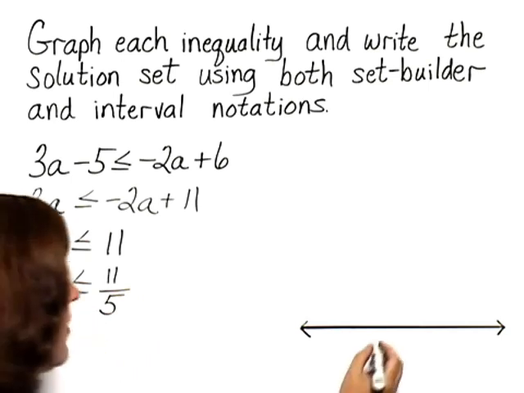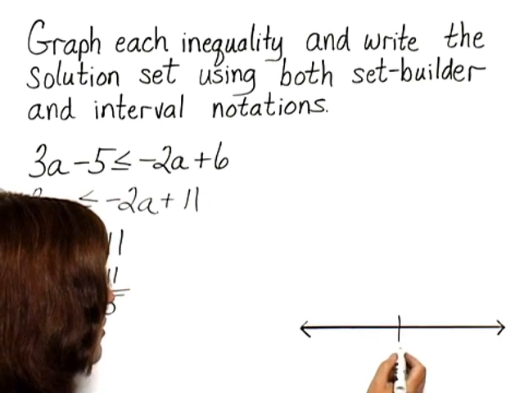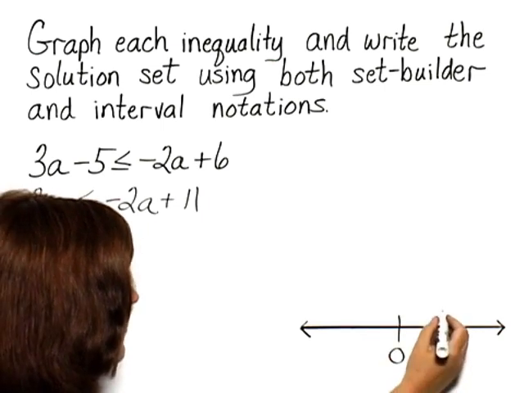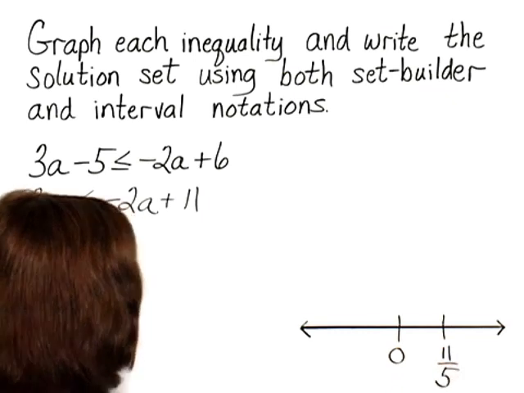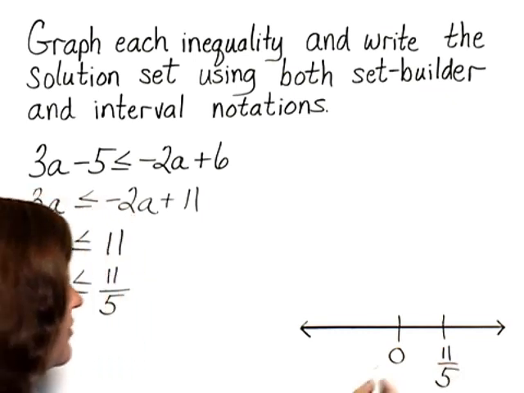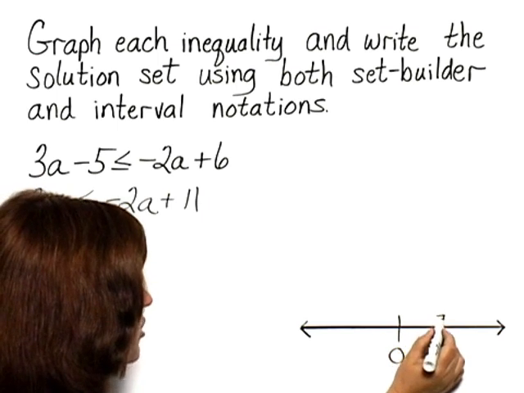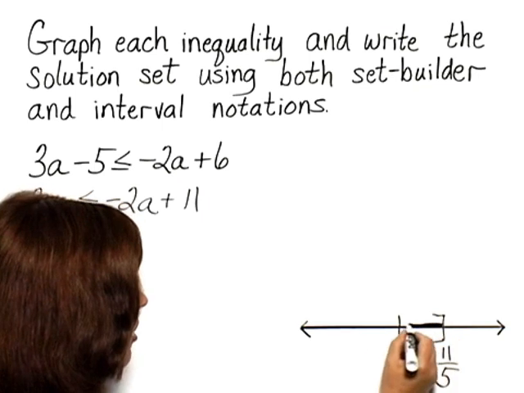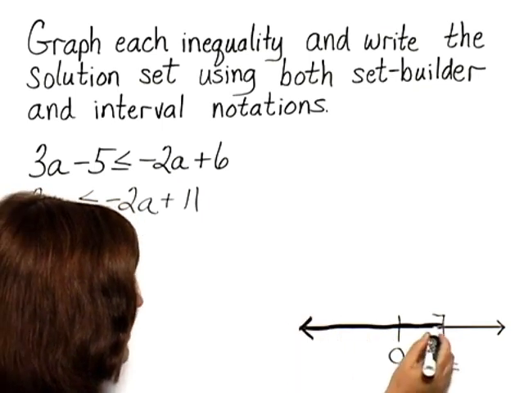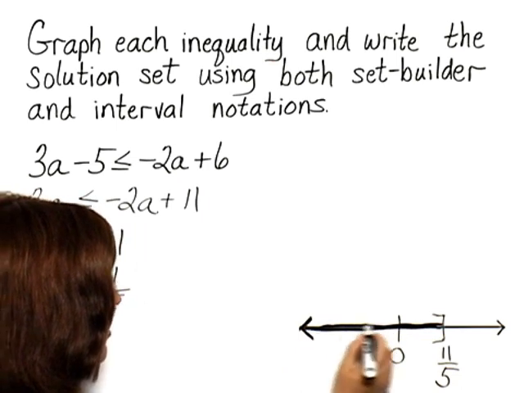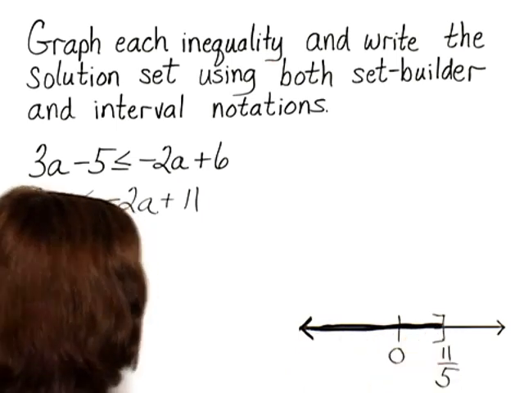So I can graph that solution by marking off 11/5 on a number line and shading in all numbers that are less than or equal to 11/5. I use a bracket to show that I'm including 11/5, and then I shade all the numbers to the left of 11/5. And this indicates all numbers less than or equal to 11/5.